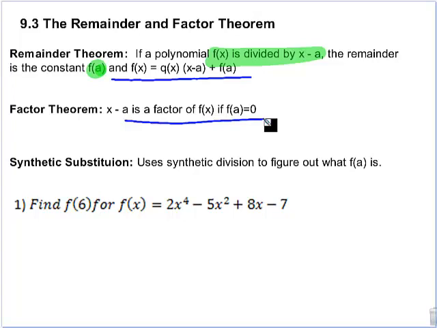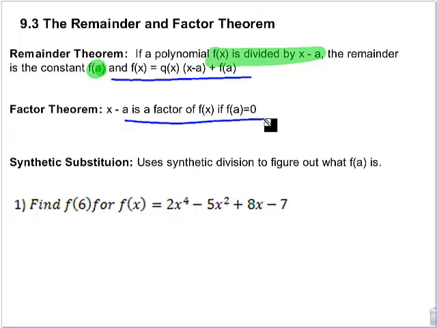So we're going to start off by trying synthetic substitution to figure out what f of a is. For the first one, we're going to find f of 6, for the function f of x equals 2x to the 4th minus 5x squared plus 8x minus 7. One way we could have found f of 6 is just taking the 6 and plugging it in for all of our x's. And that certainly works. But we're going to try doing it with synthetic substitution.